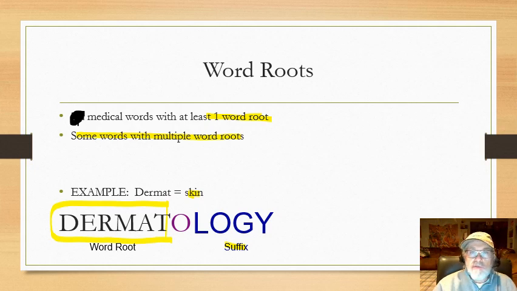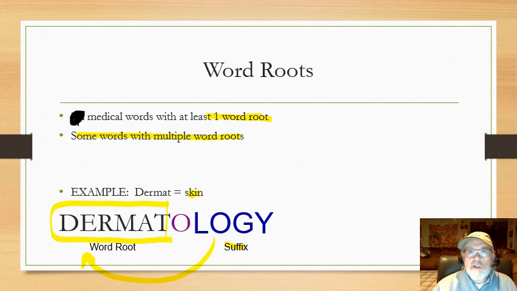Logy is a suffix that means the study of something. So dermatology would basically be the study of skin. Piece of cake. That's easy. Okay. Again, when we define it, we'll talk about this later. We start with the suffix, then go to the beginning of the word and read from left to right. We'll talk about that as a rule a little bit later.